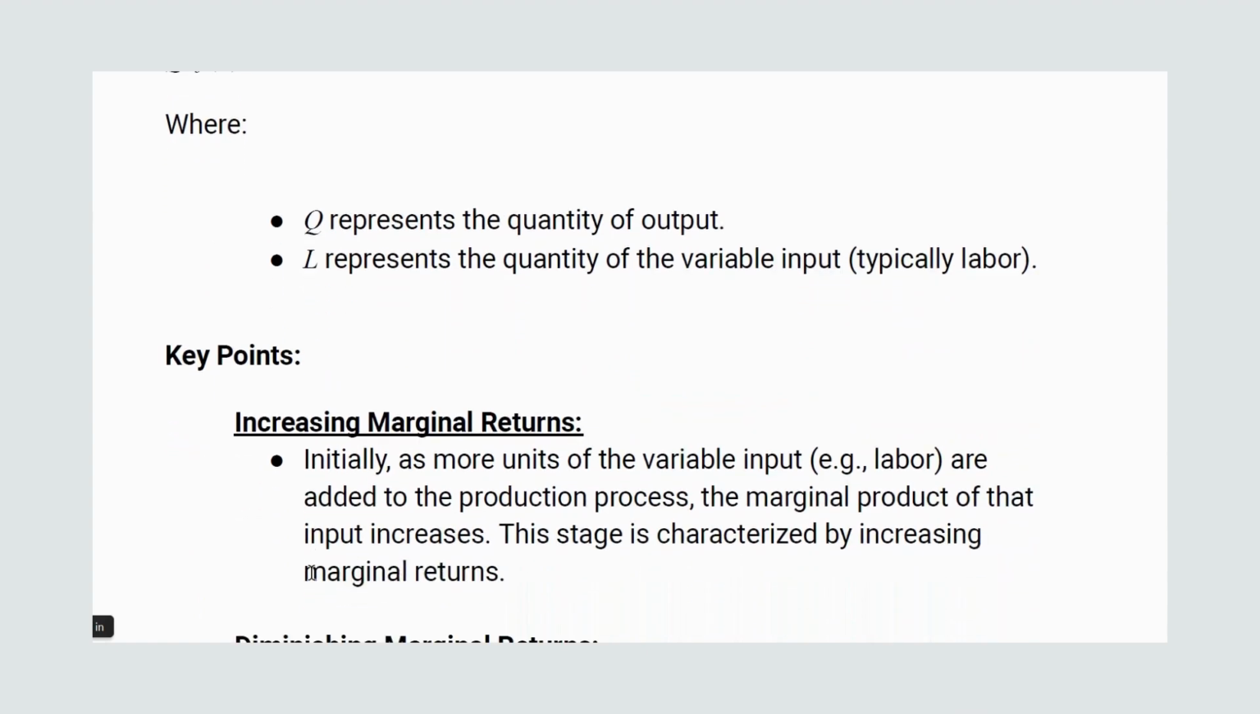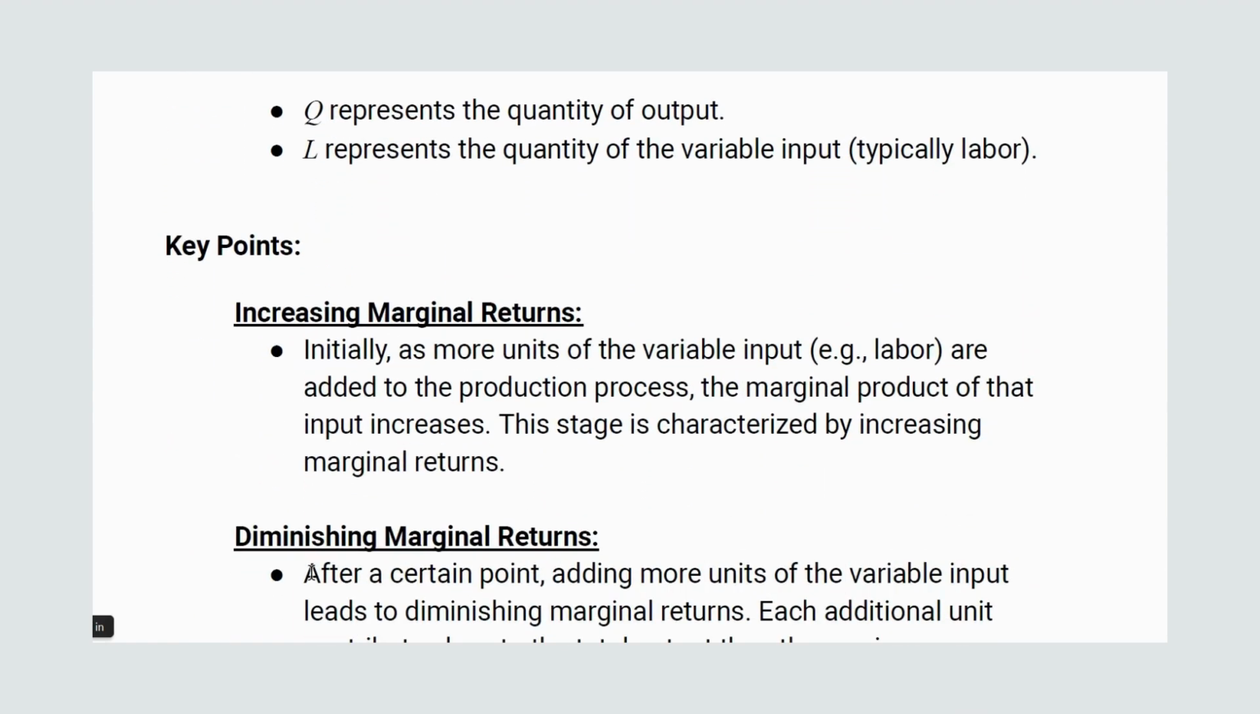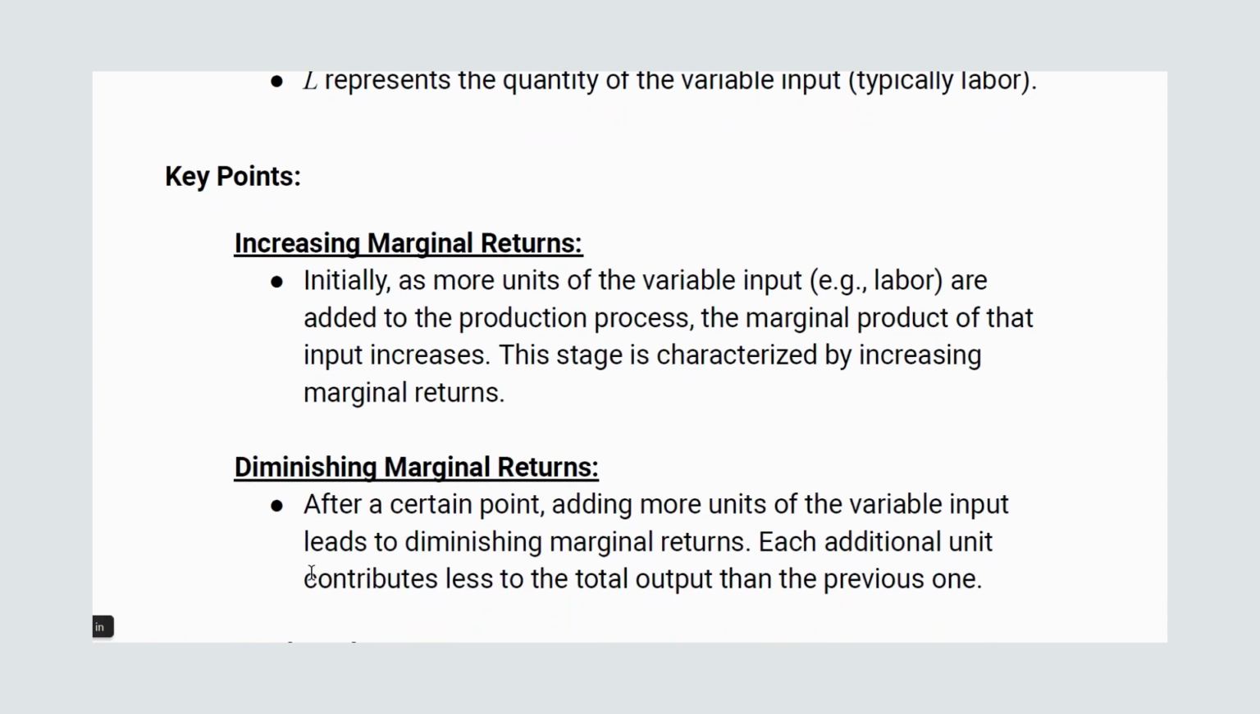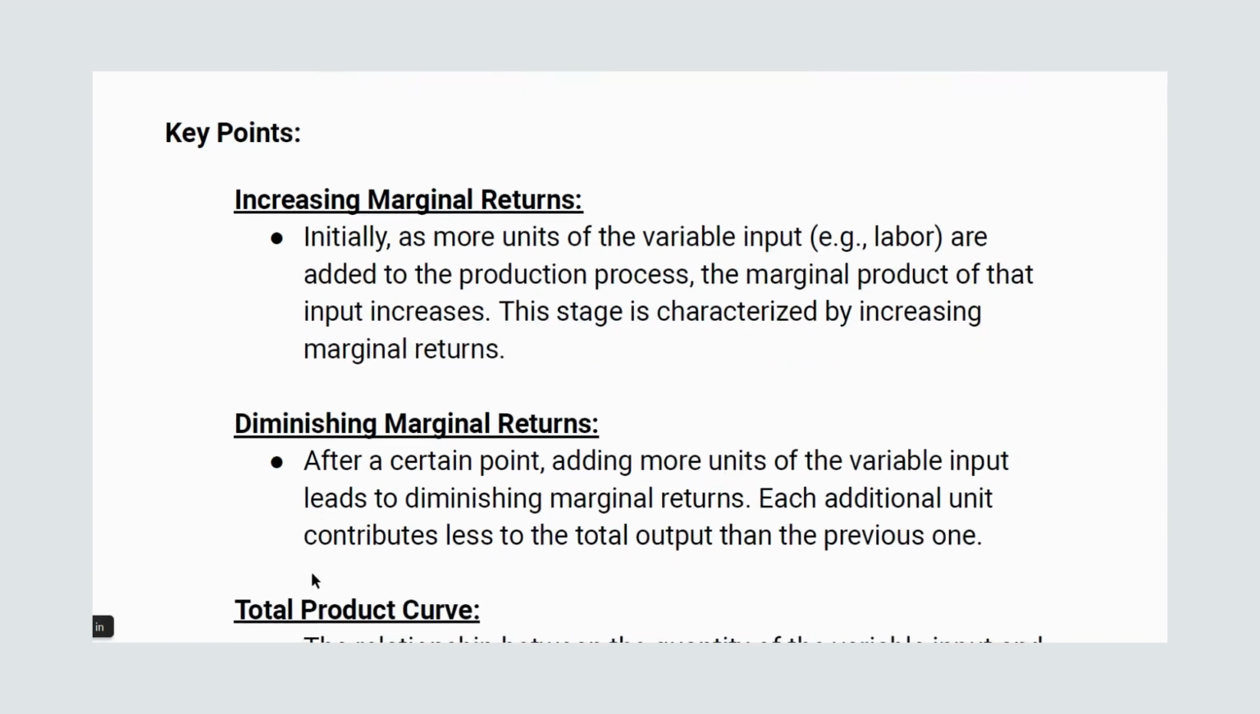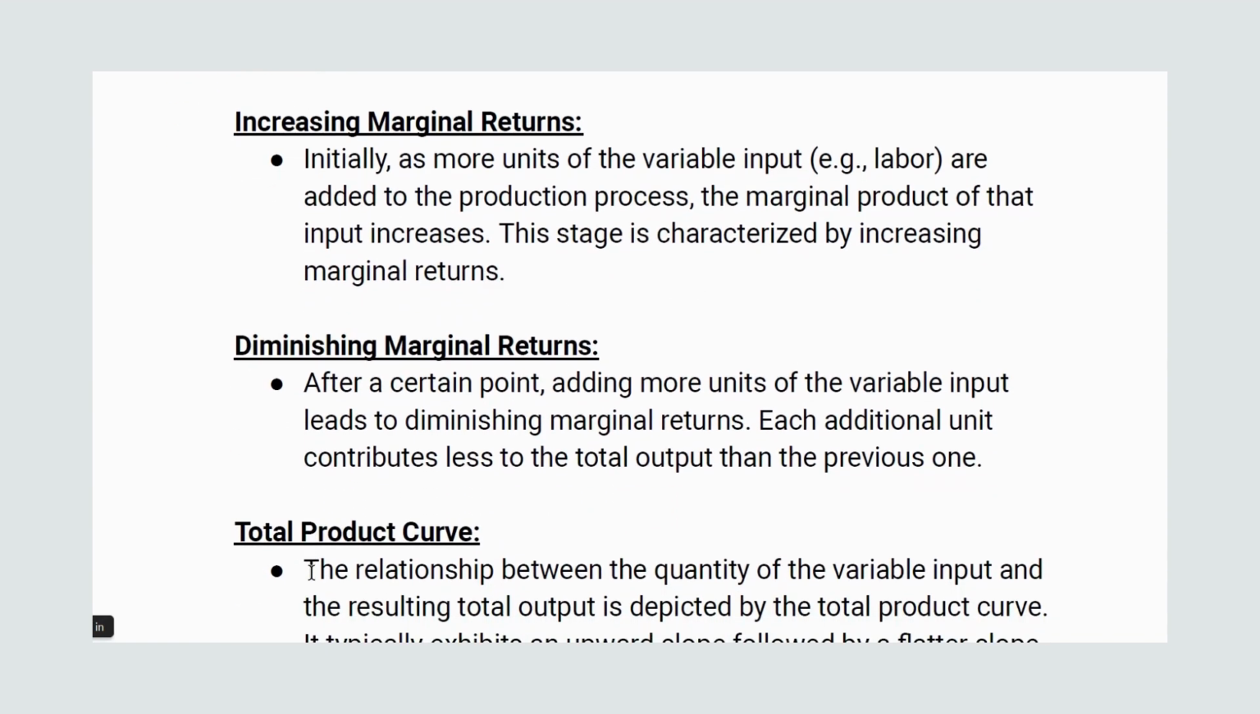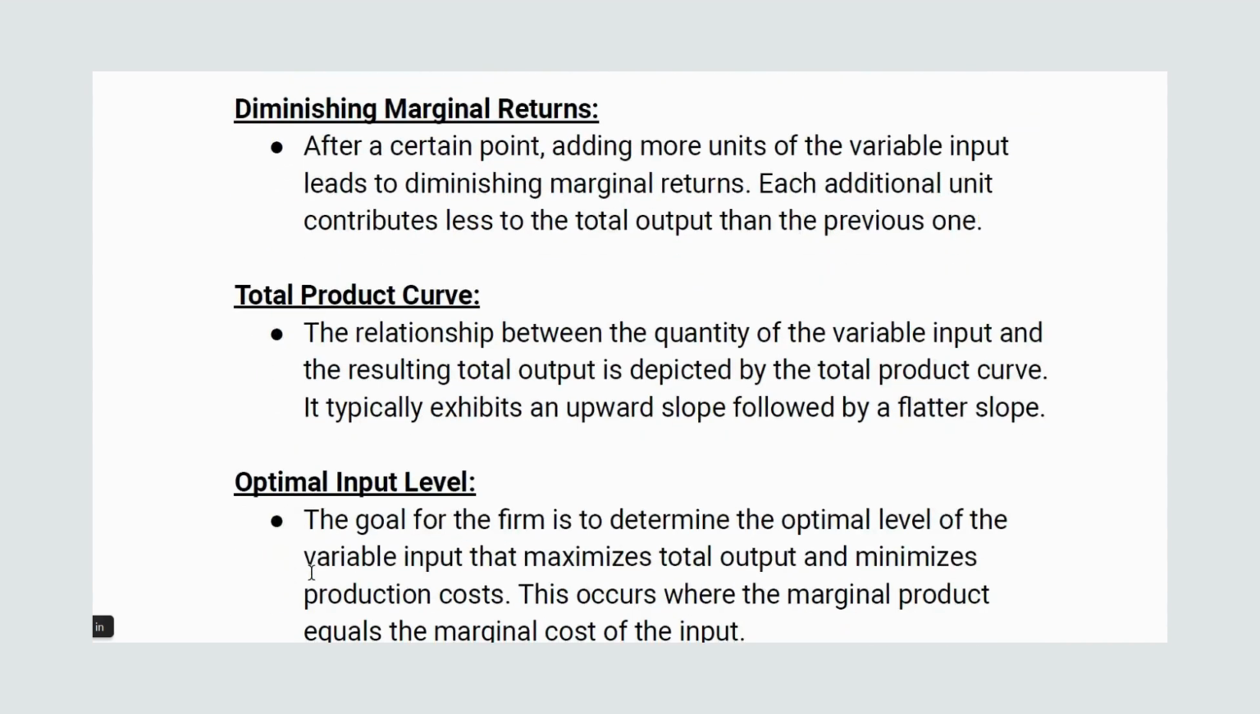The key point we can understand here is that it increases the marginal returns. Initially, as more units of the variable input, labor, are added to the production process, what happens? The marginal product of that input increases. This stage is characterized by increasing marginal returns. Then comes diminishing marginal returns. After a certain point, adding more units of the variable input leads to diminishing marginal returns. Each additional unit contributes less to the total output than the previous one.